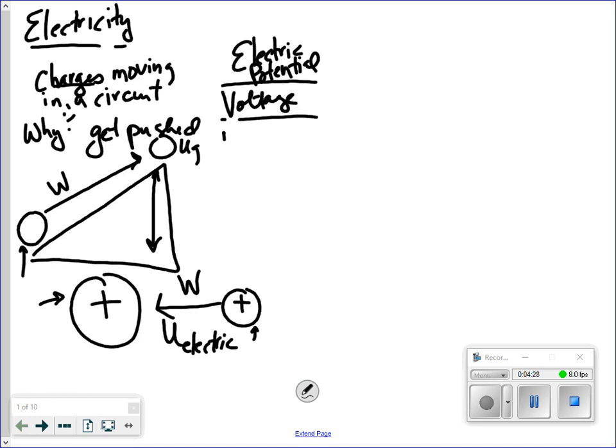It's also known as potential difference.